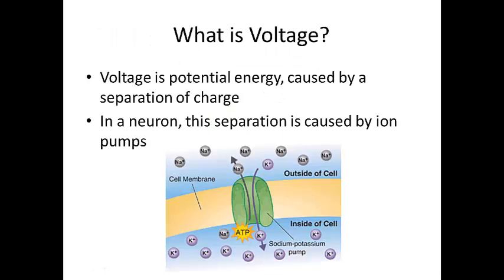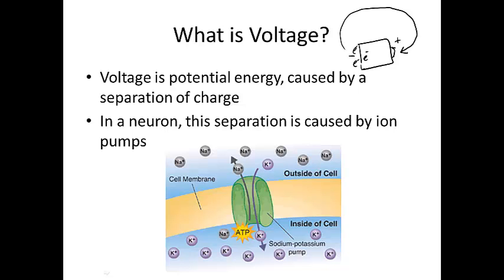So let's start with a review of voltage. What is voltage? It is potential energy caused by a separation of charge. So you know voltage in a battery. If we think of the positive and negative terminals of a battery, we have a charge separation that's causing that positive and negative terminal. We have all the negative electrons at the negative side, and if you connect those terminals in a circuit, the electrons are going to want to flow to the positive side. So that separation of charge is called voltage.